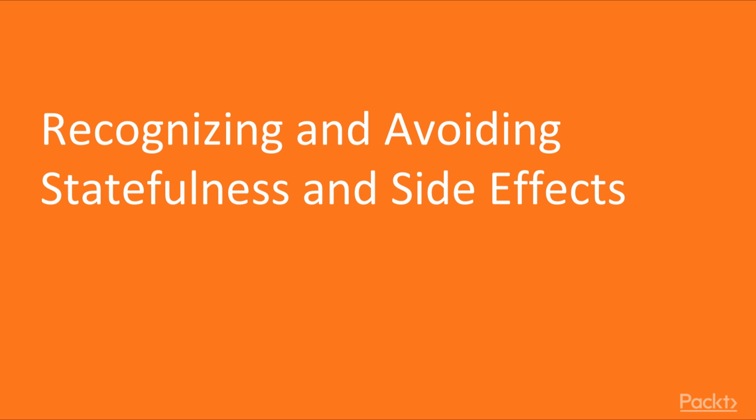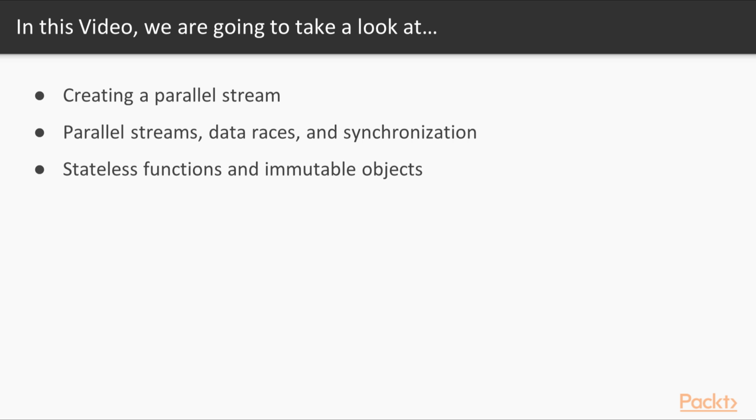Hi, welcome to the video on recognizing and avoiding statefulness. In this video, we will first learn how to create a parallel stream. Then, we'll discuss how parallel streams may give rise to data races, and in turn, this may require synchronization. Also, we'll see that one way to avoid both data races and the need for synchronization is to embrace the functional paradigm and only use stateless functions and immutable objects.